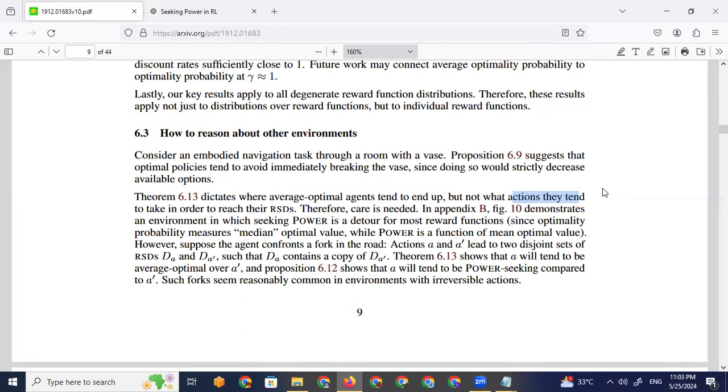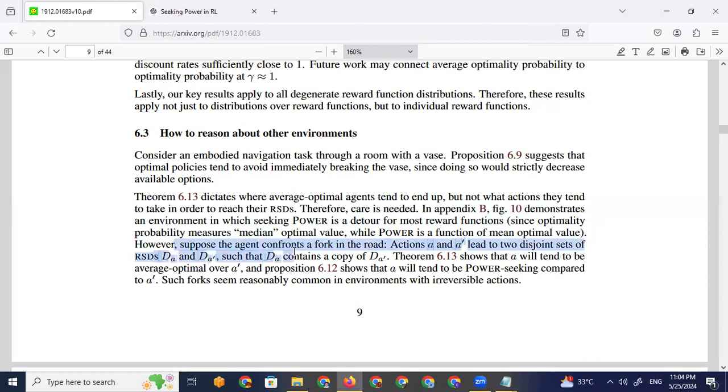In Appendix B, there is an environment in which seeking power is a detour for most reward functions. Since optimality probability measures median optimal value, while power is a function of mean optimal value. Okay, interesting, right? Median and mean. I'm sure you studied that in high school. Optimality probability measures median optimal value, while power is a function of mean.